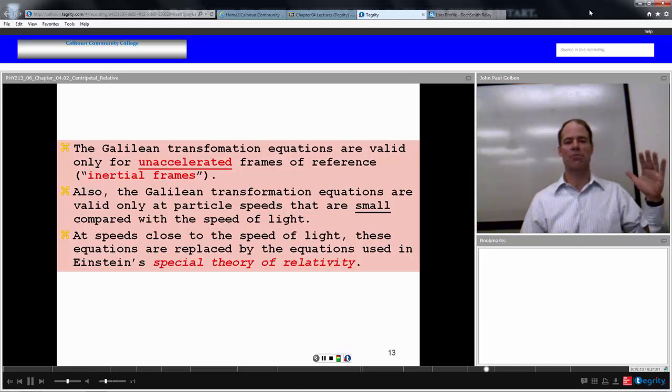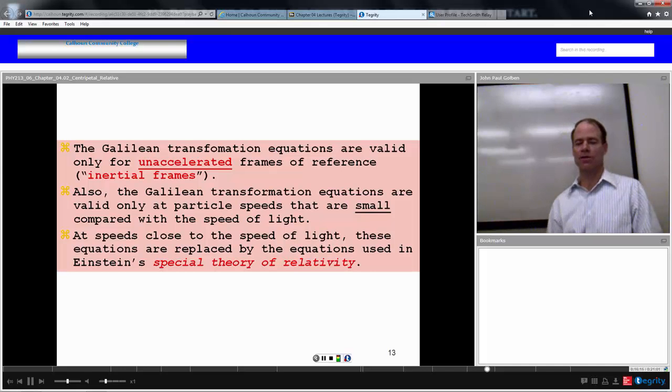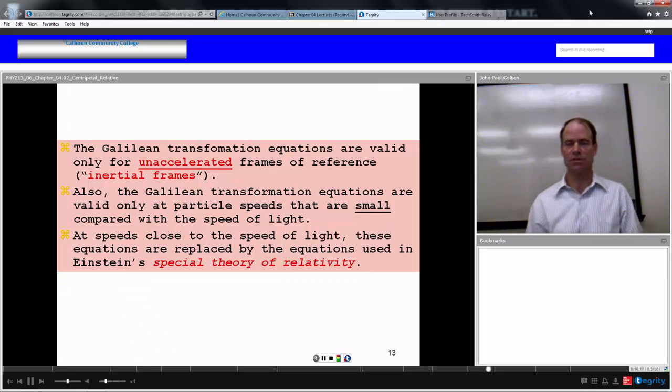So as you get to that point, near the speed of light, you have to use different equations to add velocities. And those equations are governed by Einstein's special theory of relativity. We will cover this in Physics 3 when we get to that point.